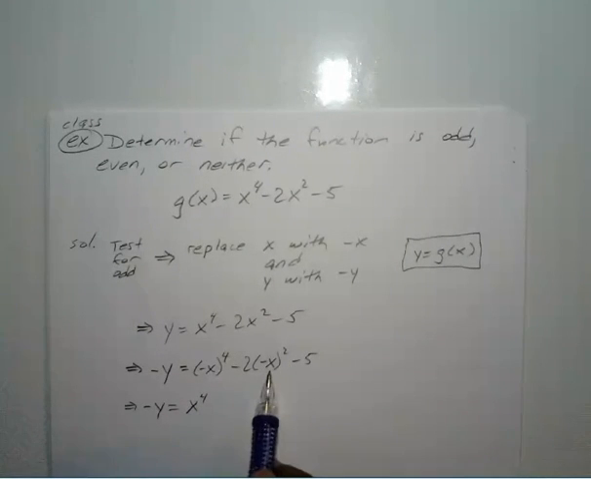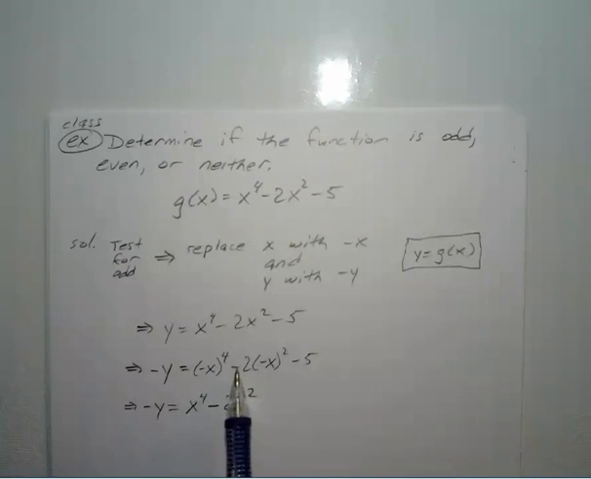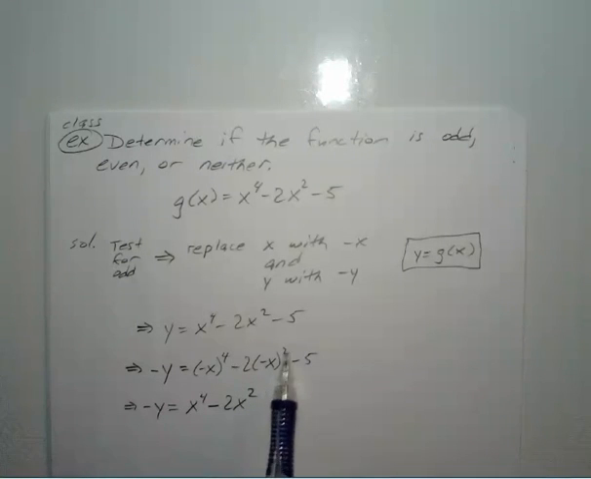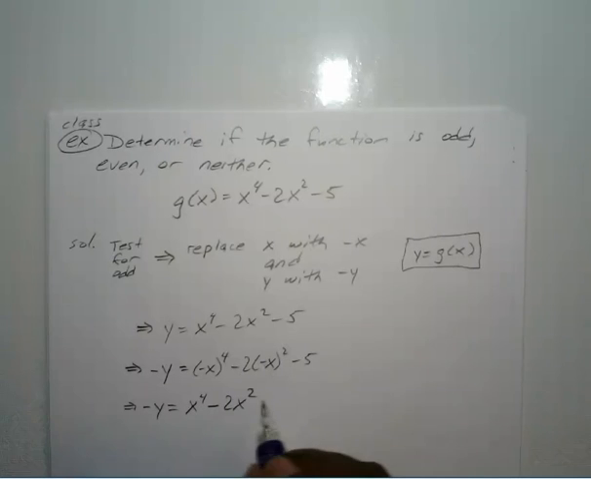Negative x squared is just negative x times negative x, so that's just positive x squared. We have minus 2 times x squared. You don't want to go minus negative is positive because you have that square. You have to get rid of that square first before you can do that. Okay, so negative x times negative x is positive x squared. That's why those two don't become plus. Minus 5.